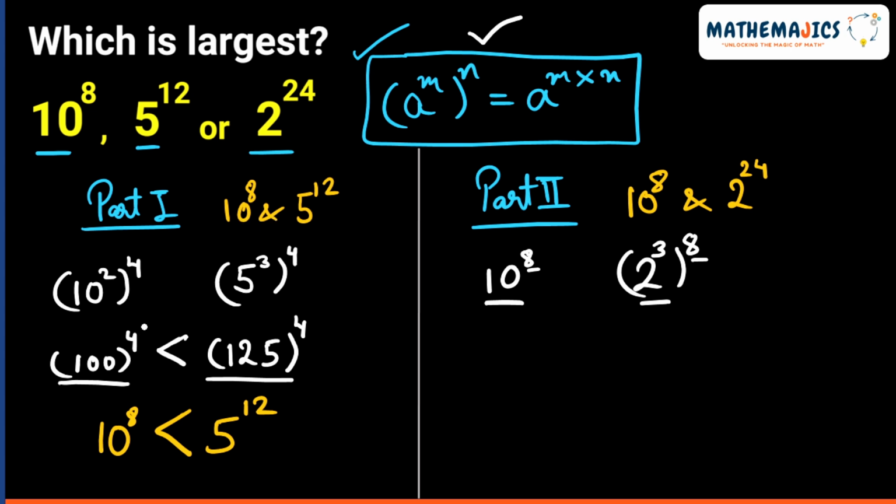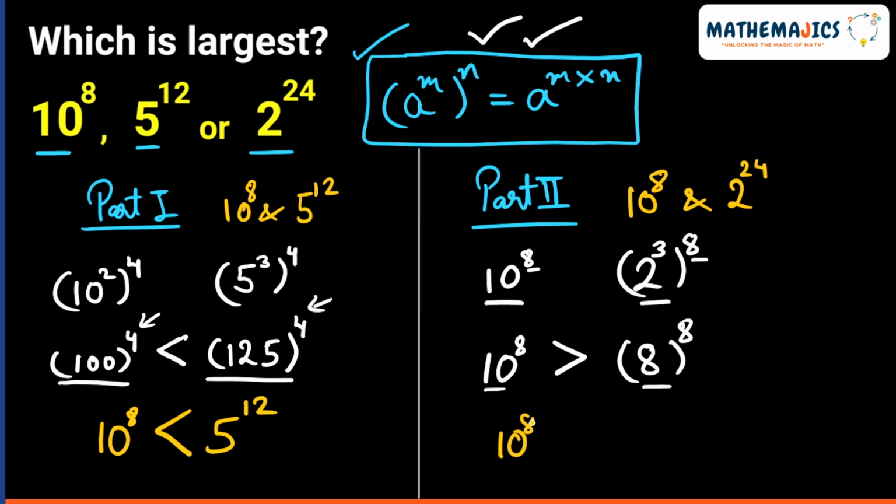In part 1, we made the powers the same, then compared the numbers. In this part as well, I'm trying to make the powers the same so that we can compare these two numbers. Correct? And again, I'm using the exponent rule that I told in the beginning. So 10^8 can be written as it is, whereas 2^3 is 8, giving 8^8. Now the powers are the same and bases are different. Clearly I can say that 10^8 is greater than 8^8.